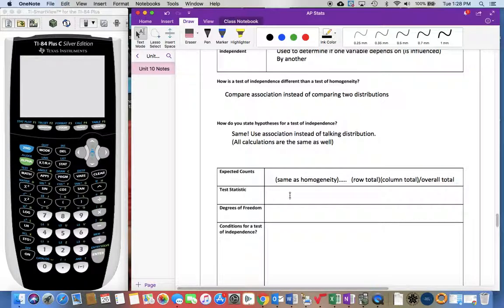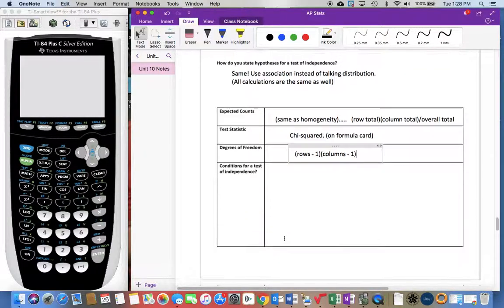The test statistic is still going to be chi-squared. I'm not going to give that one to you. That one's in your notes for homogeneity. It's also on your formula card, and I think we talked about that when you took your quiz on Tuesday. So just keep in mind it's the exact same. Degrees of freedom, exact same. If you need to write that down again, that is number of rows minus 1 multiplied by number of columns minus 1.